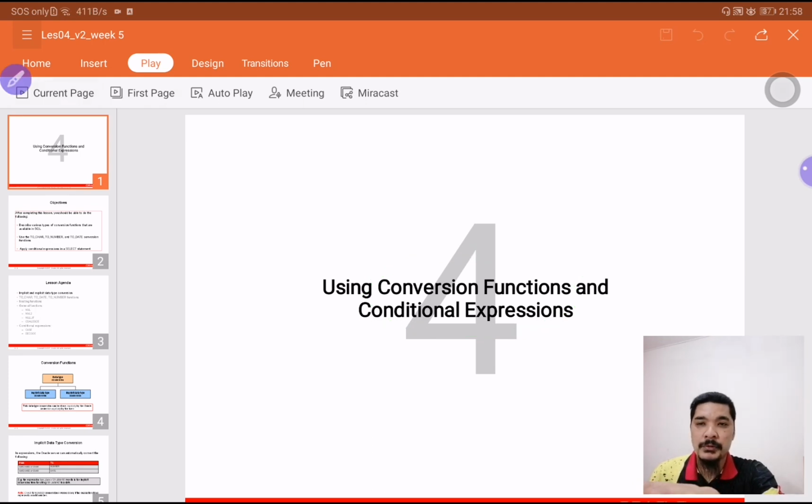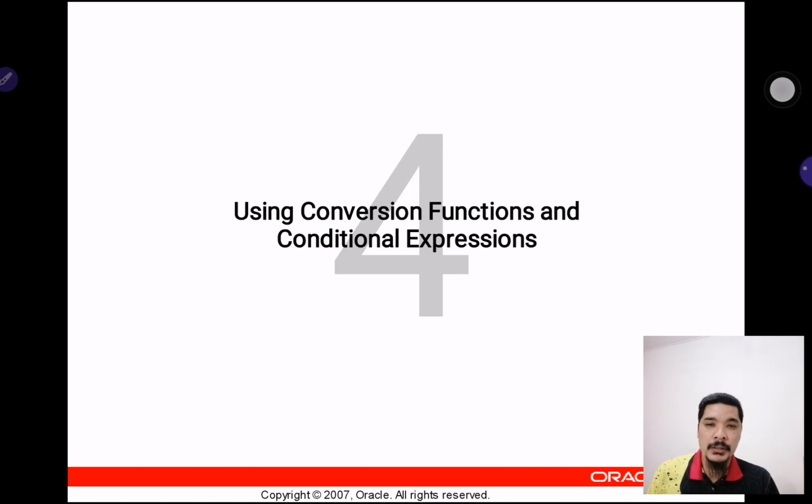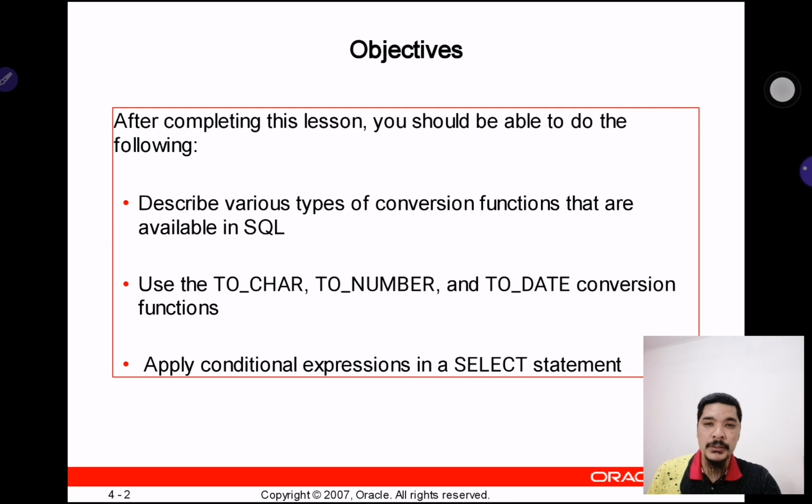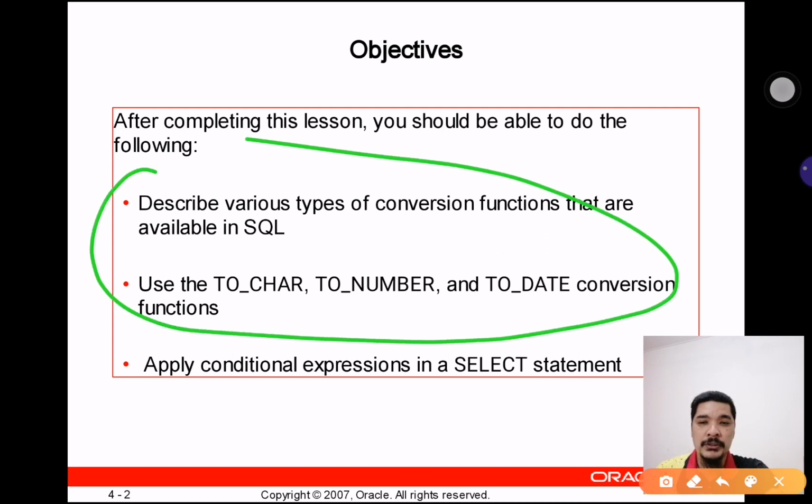First of all, let's start with the first page: using conversion functions and also conditional expressions. It's quite straightforward. After completing this lesson, you should be able to do the following: describe the various types of conversion functions that are available in SQL, use the to_char, to_number, and to_date conversion functions, and also apply conditional expressions in the select statement. For this part, maybe we cover the first two items first.